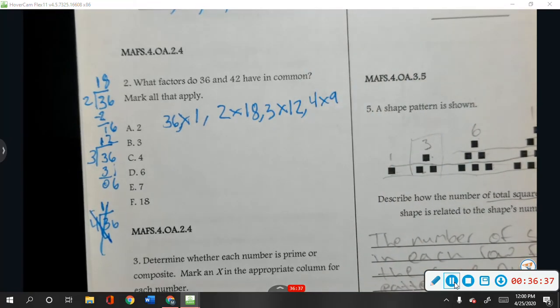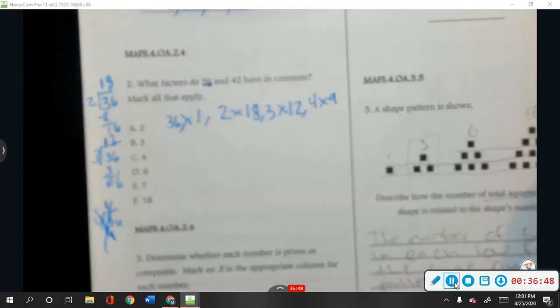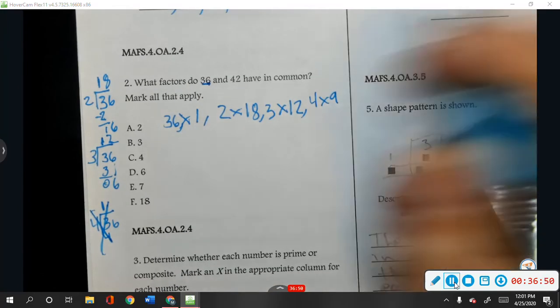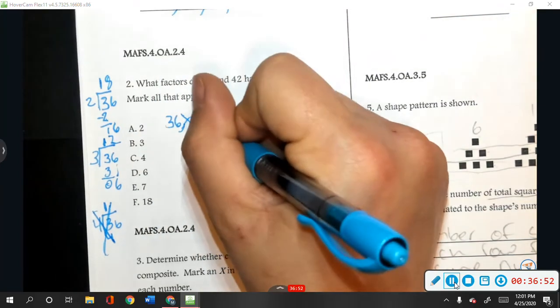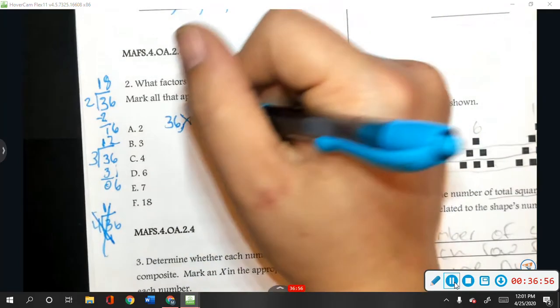Alright, 36. Does 5 go into 36? No, because our multiples of 5 end in 5 or 0. And then we have 6, which we all should know that 6 times 6 equals 36. So there's all the factors for 36.